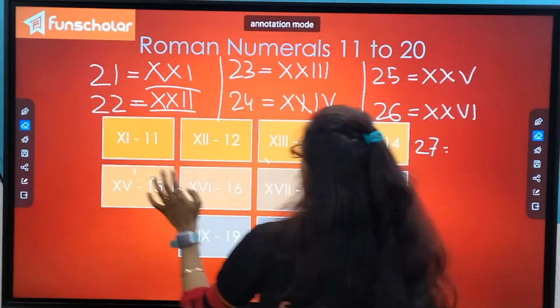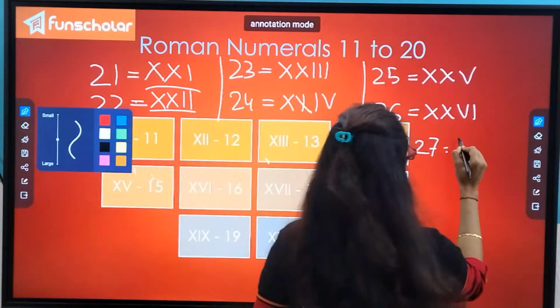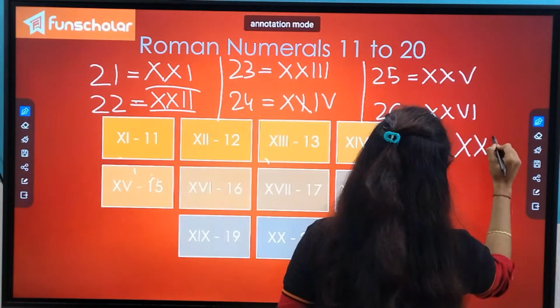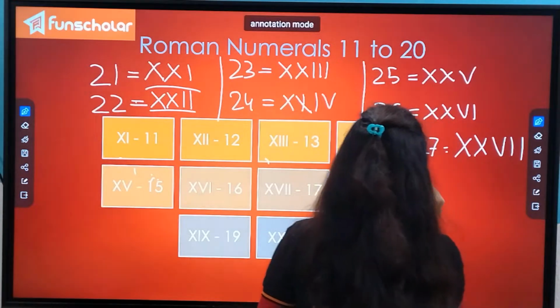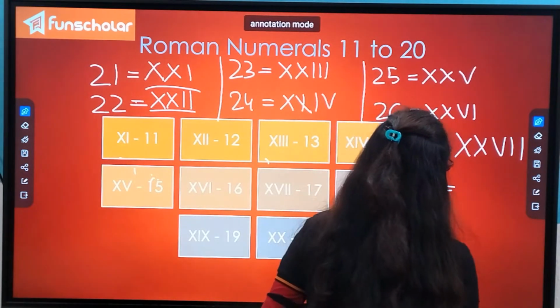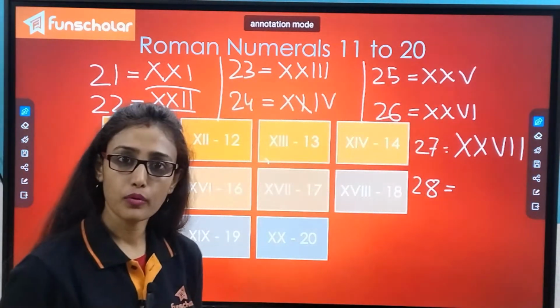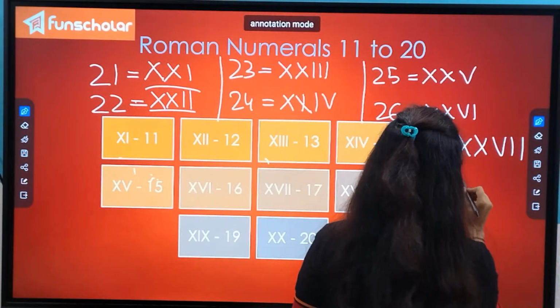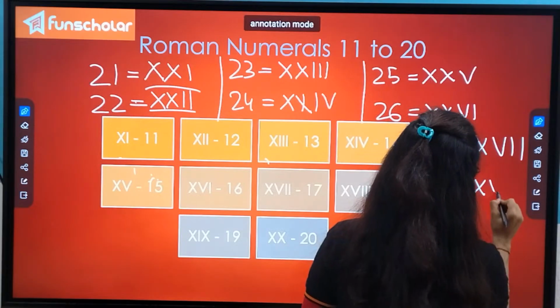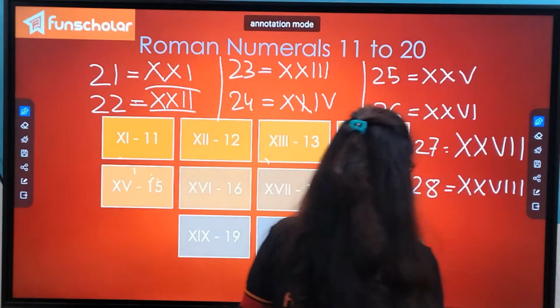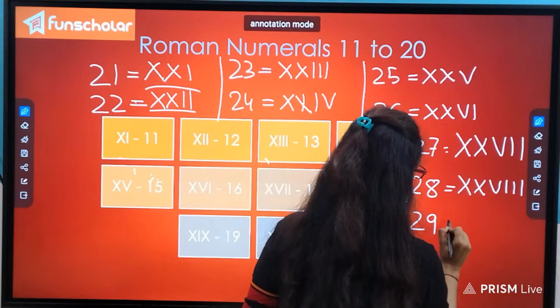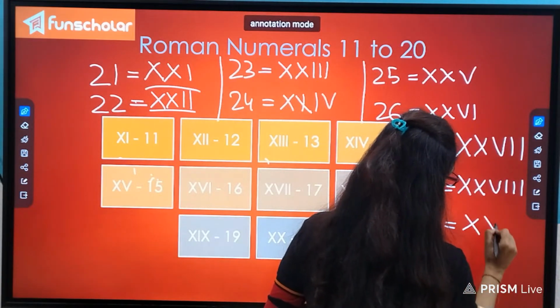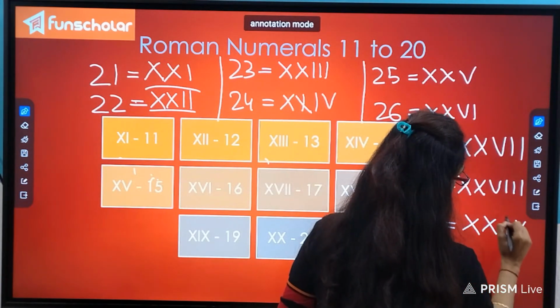Please keep writing along with me so that you can practice it along with me. The more you practice, the stronger you are in solving these sums. Okay. Now 28. Done. How will you write 29? 20 and just put 9.